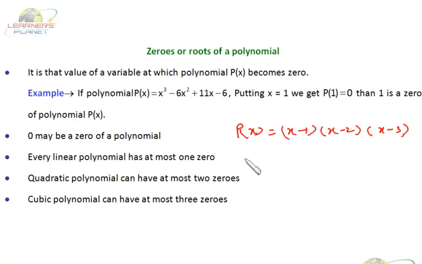So p(1) is 0, p(2) is 0 and p(3) is 0. That means if I put the value of x as 1, 2 or 3, the value of this polynomial will be 0. No other value of x can make this polynomial 0. So there are at most 3 zeros of this polynomial, or we can say a cubic polynomial can have at most 3 zeros or 3 roots.